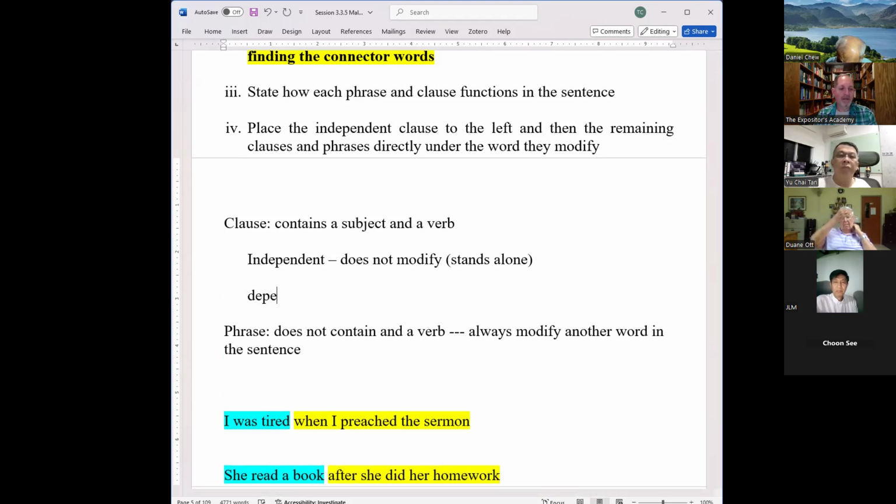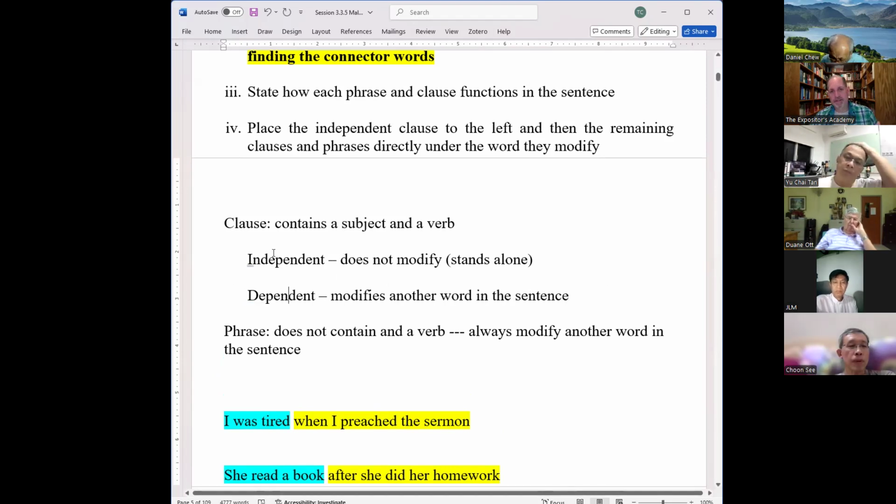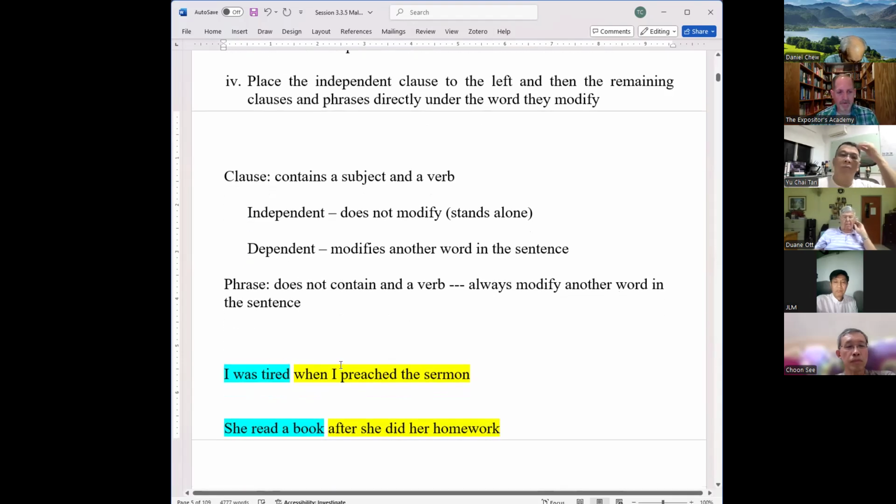But a dependent clause always modifies another word in the sentence, like a phrase, dependent. That's why it's called dependent. It's not independent. It doesn't stand by itself. It's dependent. And then we saw a couple examples here.